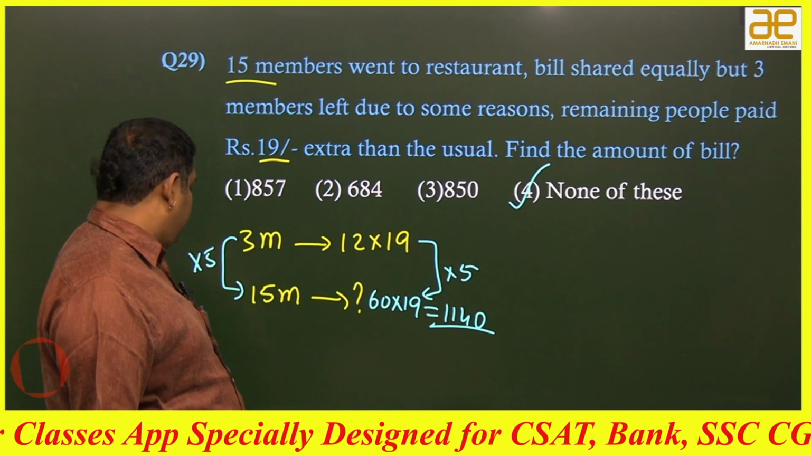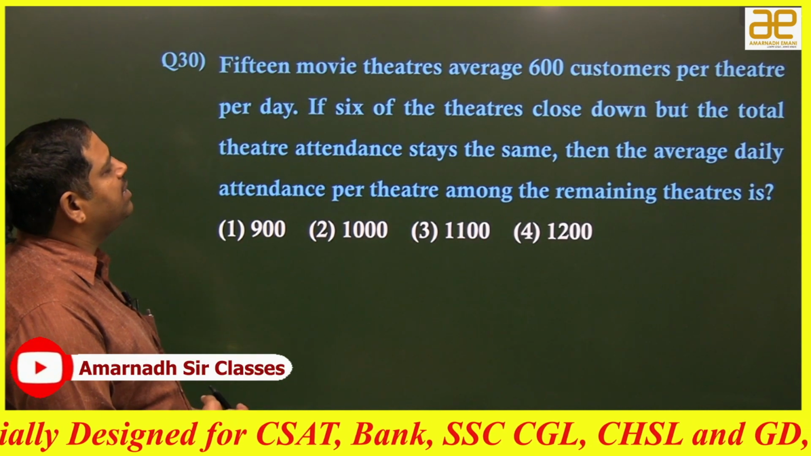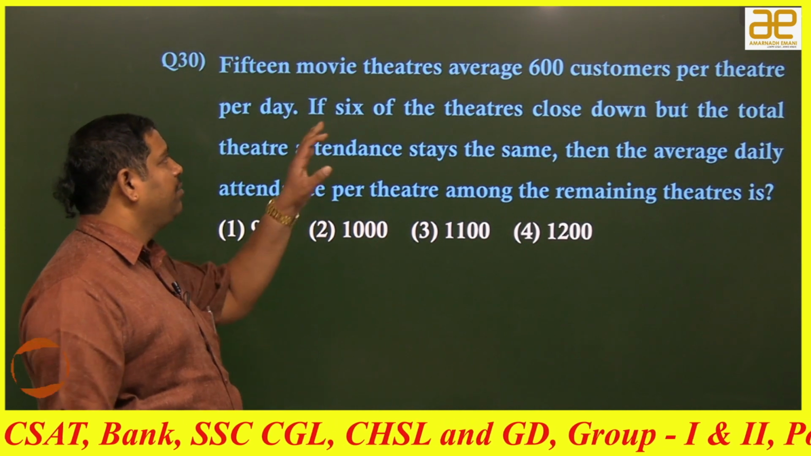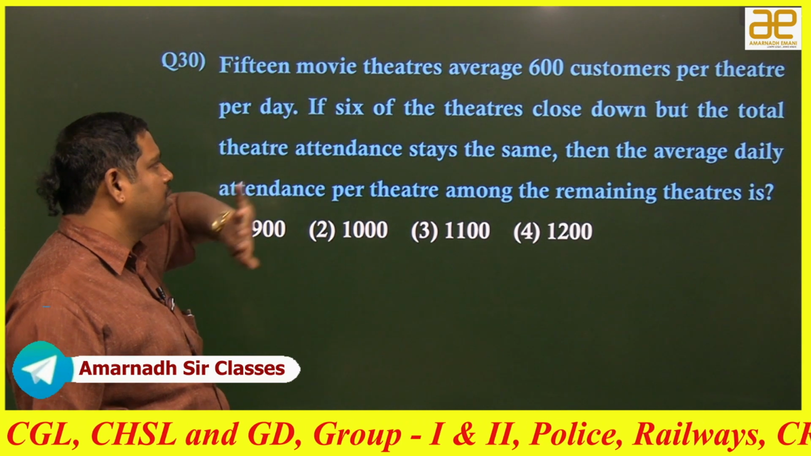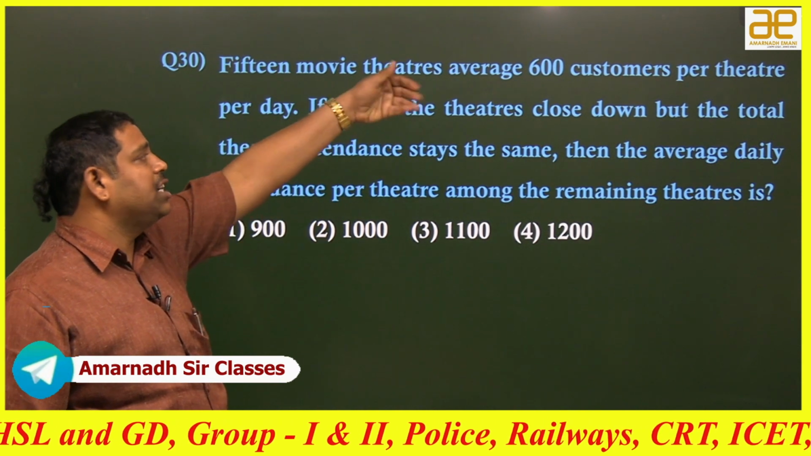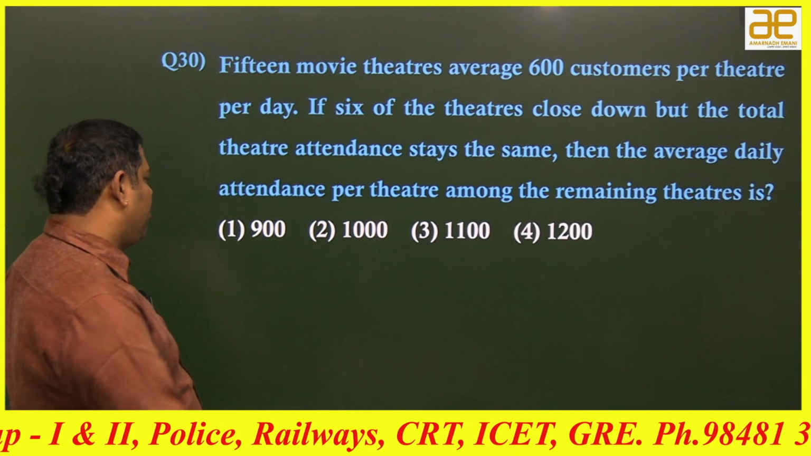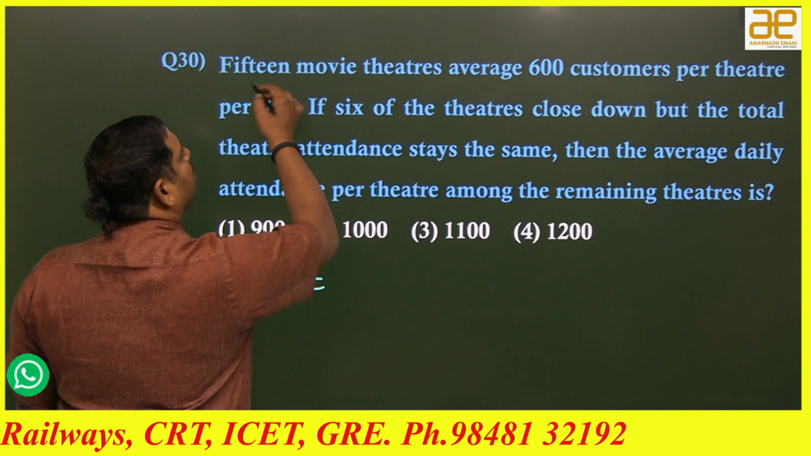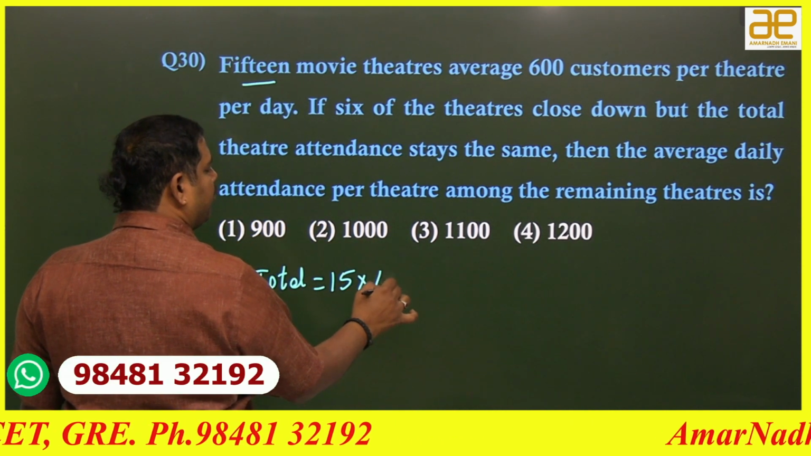Right. So the next beautiful one. 15 movie theaters average 600 customers per theater per day. In a particular village or city or semi-urban area, there are 15 movie theaters. Average 600 customers per theater per day. Per day 600 customers are visiting. Now tell me here, what is the total number of customers? Total means number of observations into average. So 15 into 600 is the total.